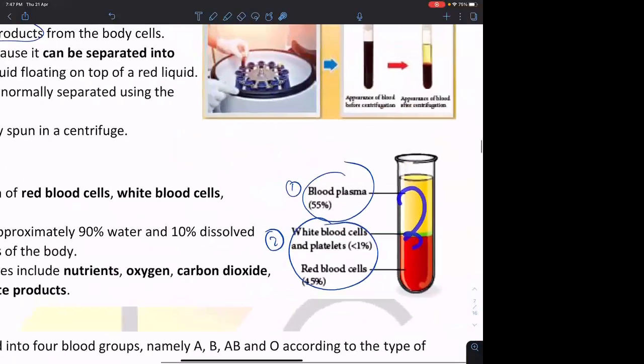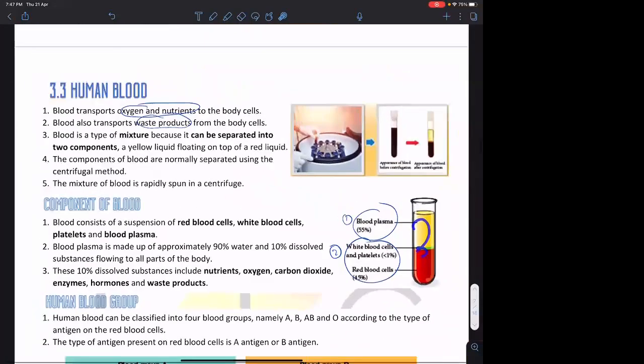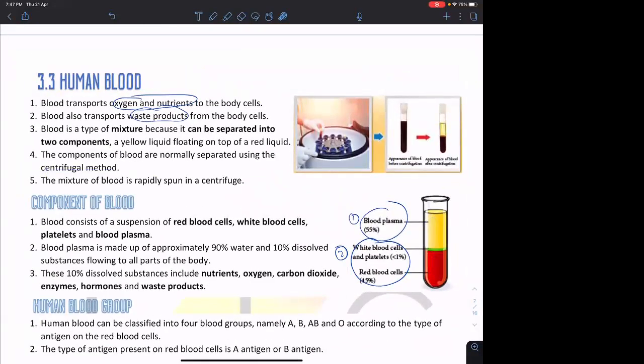They do this using a centrifugal method. What is a centrifugal method? They will spin your blood in a centrifuge. Basically, a centrifuge is this machine here. They will spin your blood, and after spinning for a few minutes, your blood will separate into 2 parts.